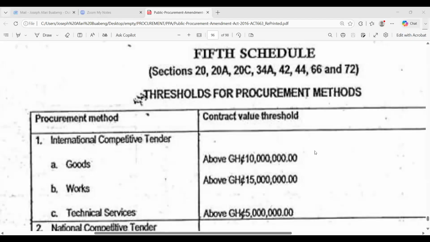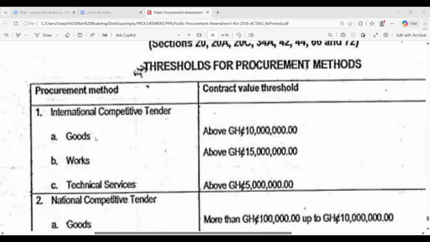So once you have access to the Act 914, this is the new one. We have thresholds. So we have procurement method and then the contract value threshold. Look at number one, the first method. We have international competitive tendering method. And then we have categories: goods, works, and technical services. For consultancy services, we don't have a threshold. So we have thresholds for goods, works, and services.